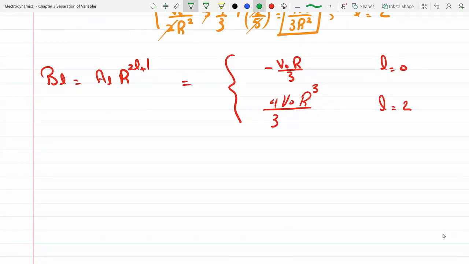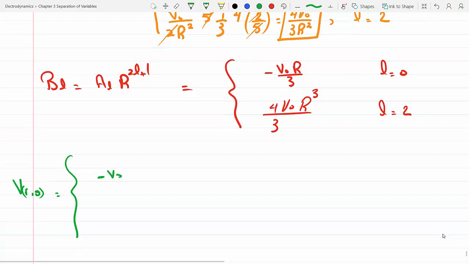So inside, therefore V(R, theta) will equal AL R to the L. So let's say if L is 0, this is going to be minus V0 over 3, times R to the L, which would be R to the 0, which is 1, and P0 of cosine theta, that is just 1, right? P0 of cosine theta, yeah, that's just 1.